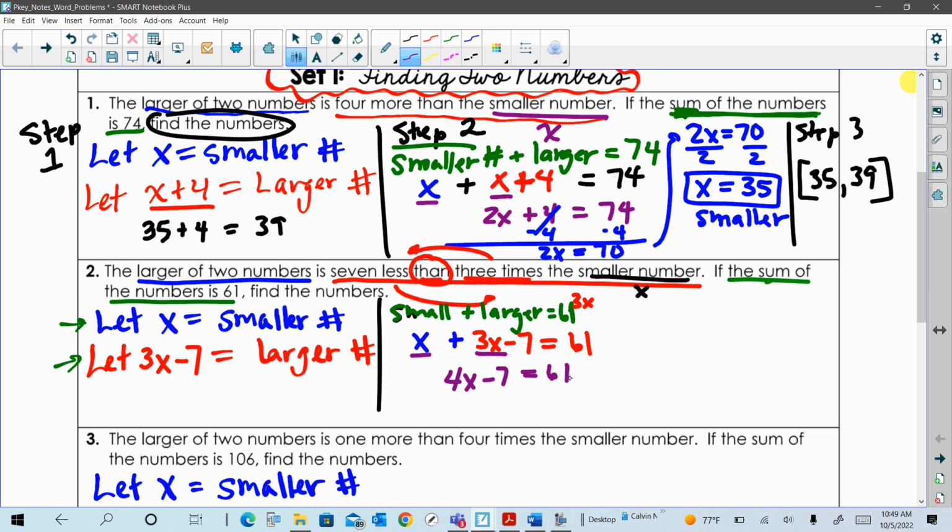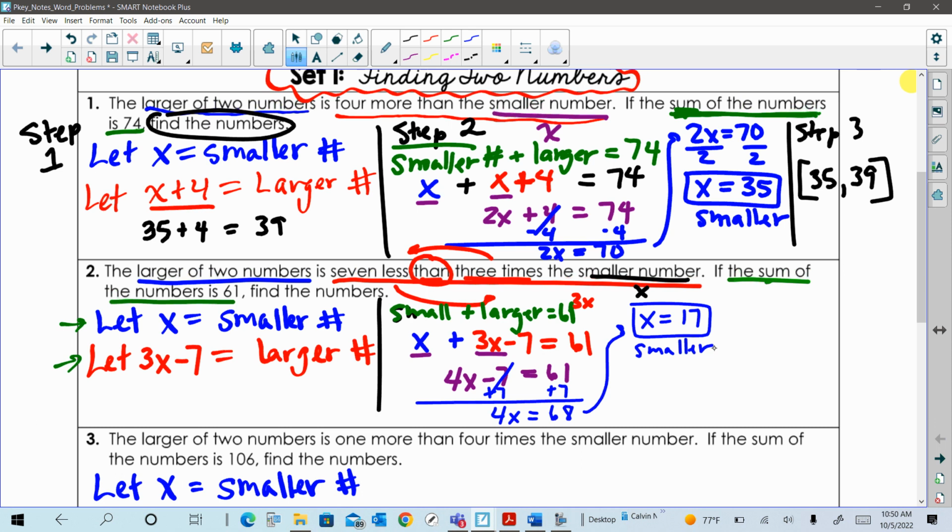Now, to solve this, you're going to need to add 7 to both sides. So 4x equals 68. And then really we're going to have to divide that by 4. So our x equals 17. We okay? All right, so this represents the smaller number.